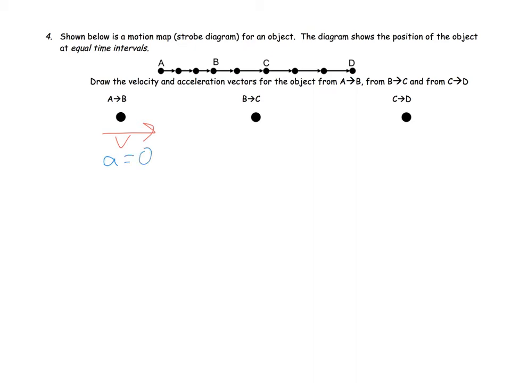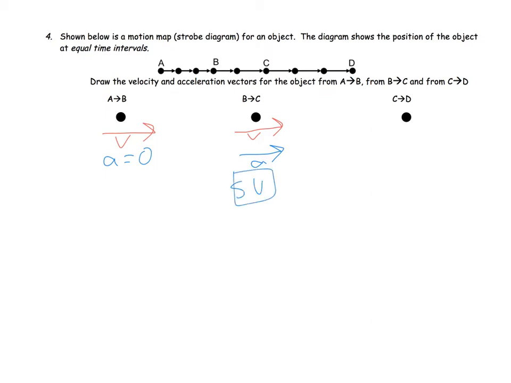For B to C, our velocity is still going to the right. We're still traveling that way. Okay, and thinking about our acceleration, well, it looks like we are actually speeding up some here. All right, this gap is bigger than this one, and this one is even bigger. So that means that our velocity is to the right, and our acceleration must also be to the right since our object is speeding up.